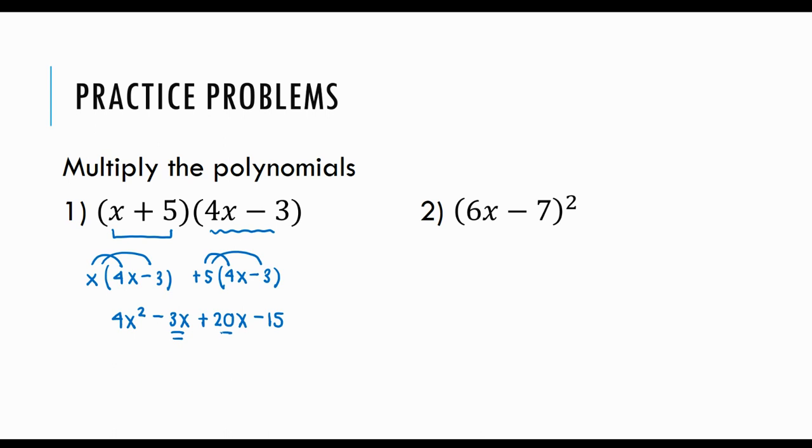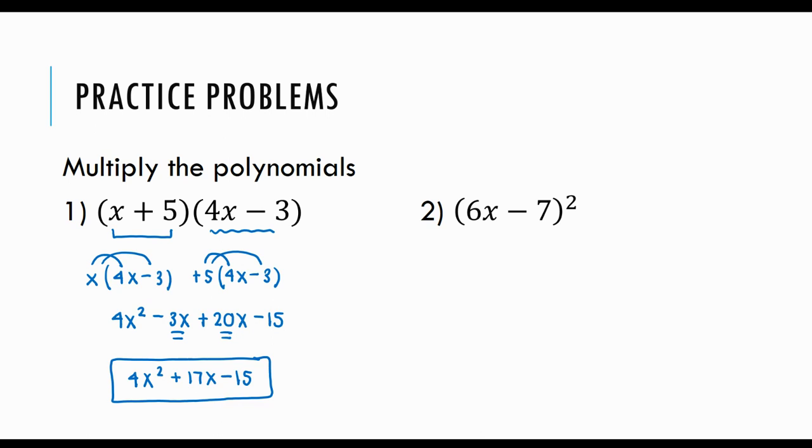We have a couple of like terms here in the middle, so to finish simplifying, we'll keep the 4x squared. Those like terms in the middle end up turning into a positive 17x. Remember, when you're combining like terms, do not add the exponents. And then we'll still have the minus 15. And notice that 2 binomials multiplied together in this case turned into a trinomial answer.